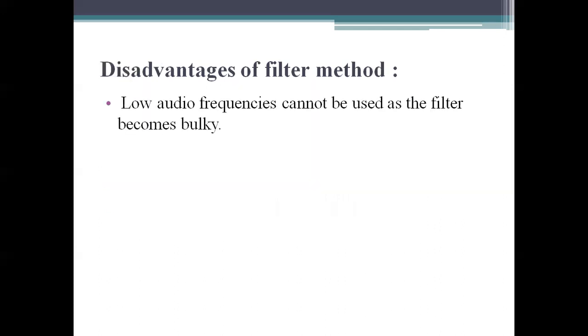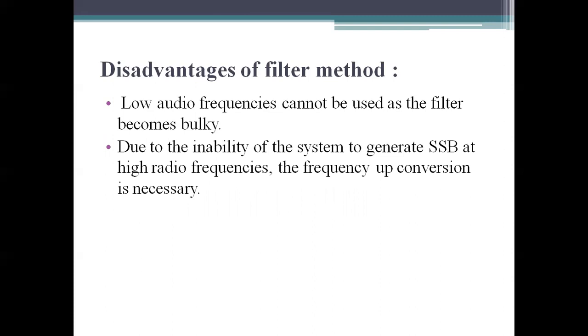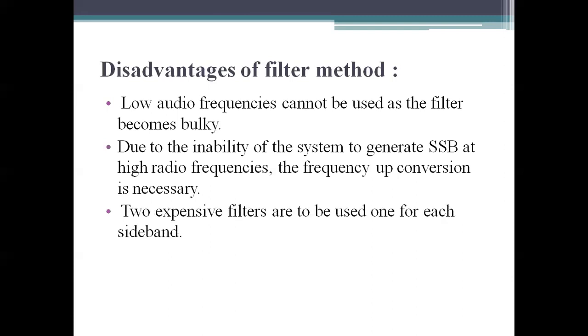Disadvantages. The major disadvantage of using the filter method is that low audio frequency cannot be used, as the filter becomes bulky due to the inability of the system to generate SSB at high radio frequency. The upconversion portion is there. The output generated in this technique is not of high frequency value, so we need to use that upconversion, and that extra portion is added. And here two expensive filters are used, one for each side. For the upper sideband we are using one filter, and for the lower sideband we are using another filter. So this will make the system very expensive.